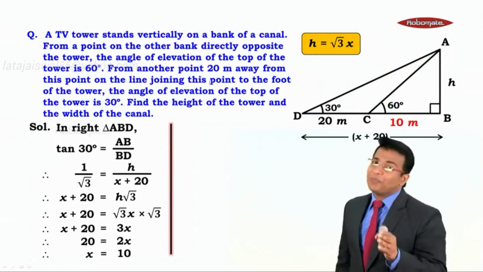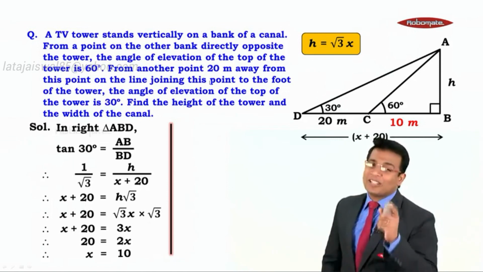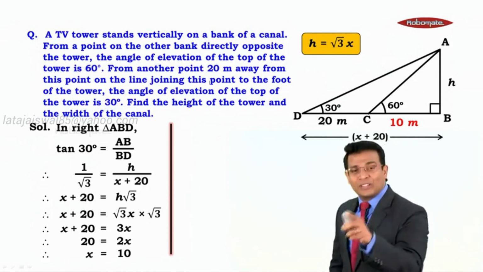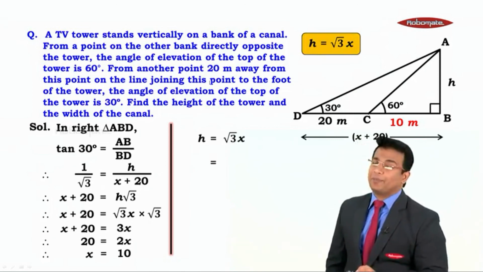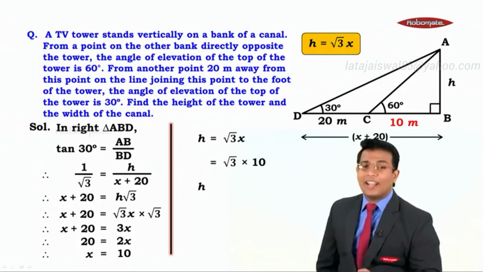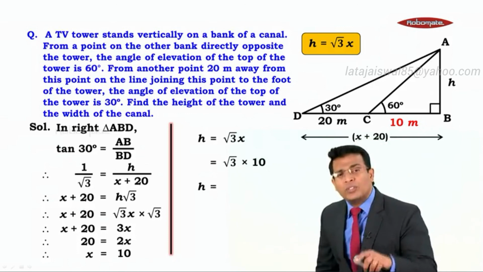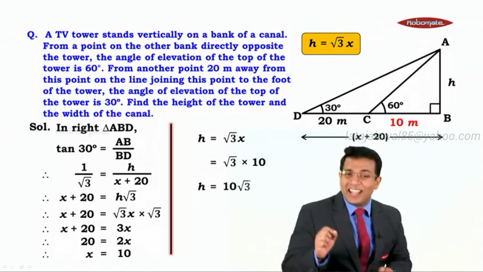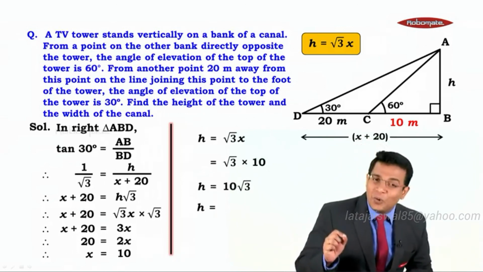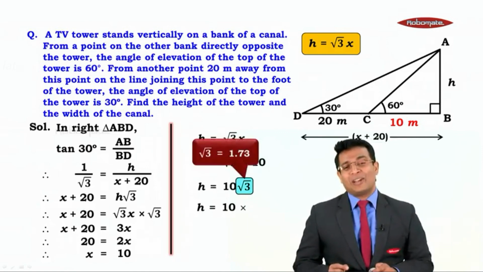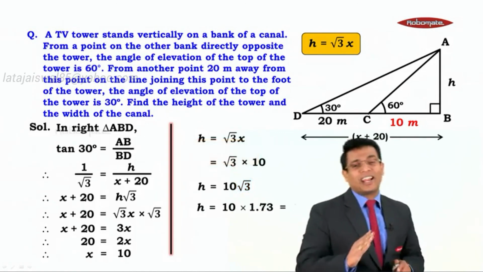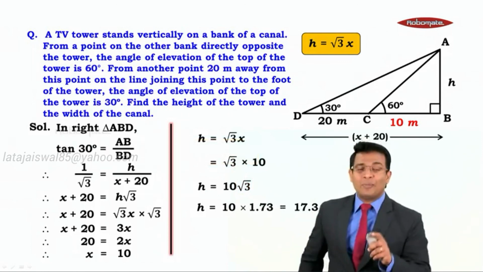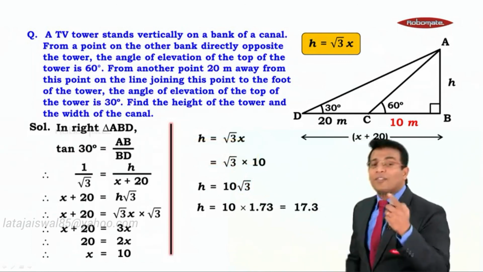What is that? H. And that is what we have, because H is dependent on X. We got the value of X. Now we find H. So we write now H is equal to root 3x. That means it is root 3 into 10. And we know that the value of root 3 is 1.73. So we write there 10 into 1.73. We substitute that value, right? And when we multiply, the decimal moves one place to the right. So we have H is equal to 17.3. That means now we got the height of the tower.